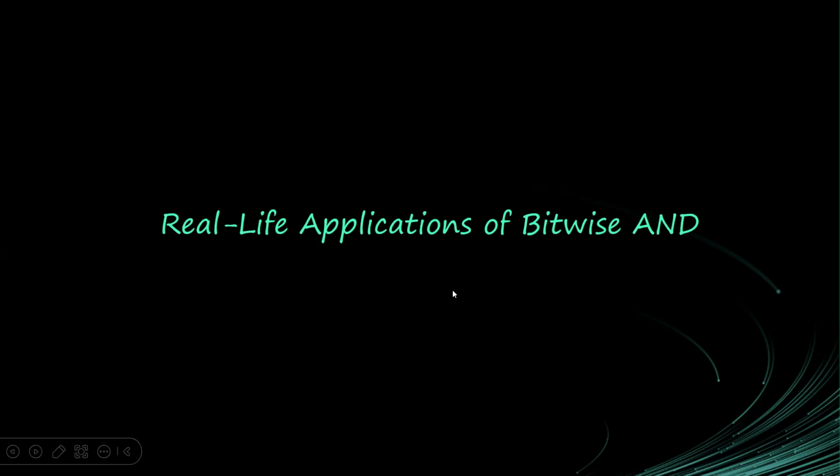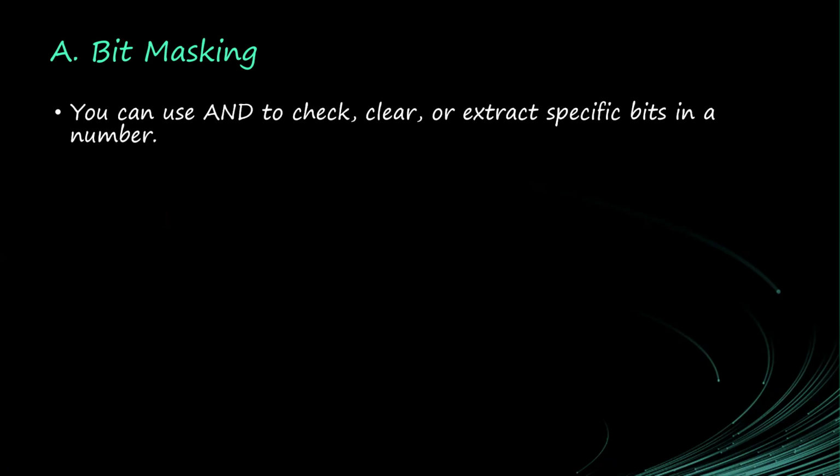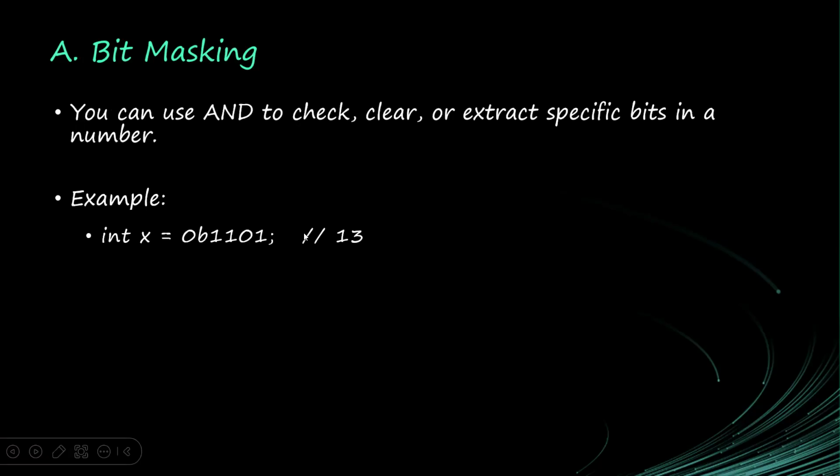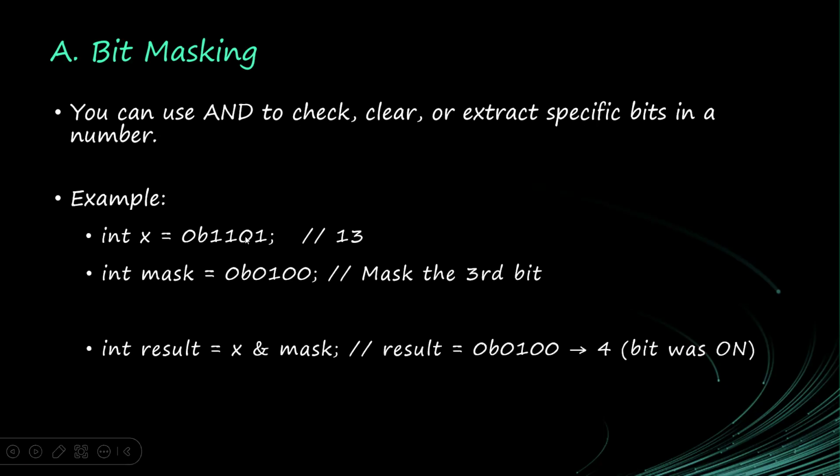So what are the real life applications of bitwise AND? There's something we call bit masking. In the next class, we'll be talking about bit masking. You can use AND to check, clear, or extract specific bits in a number. I'm not going to go into details of bit masking because I have not explained it, so we'll dedicate a separate session to understand bit masking. So we use it in bit masking.